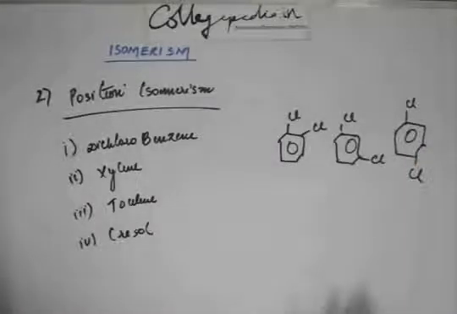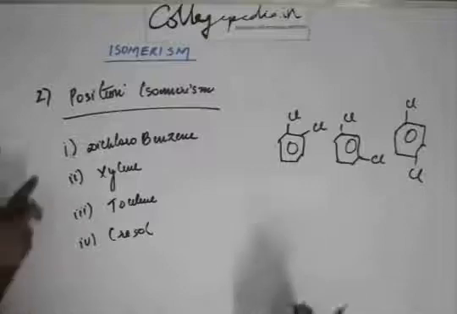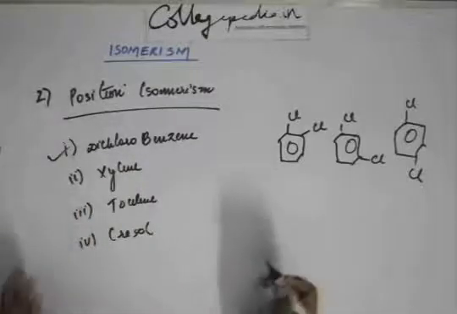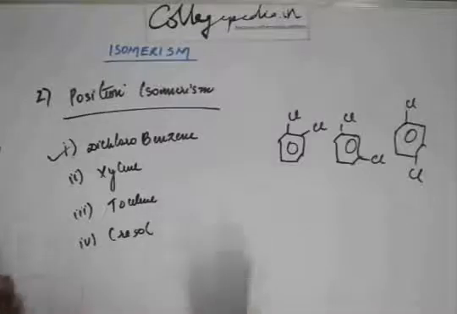The positions of the substituents on benzene are changing. So option number 1 surely is going to give you positional isomerism. Xylene, we have seen orthoxylene, metaxylene, paraxylene. Xylene is going to give you positional isomerism.